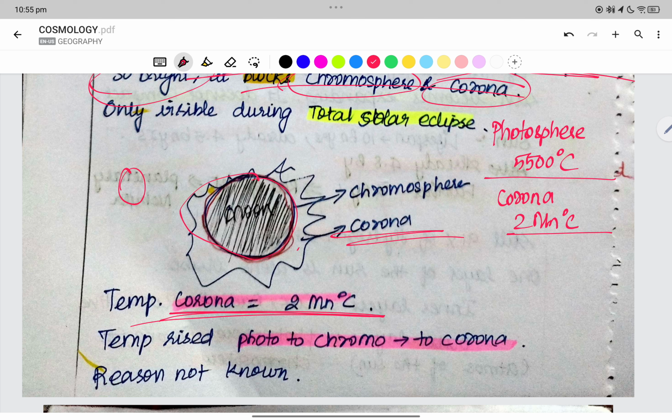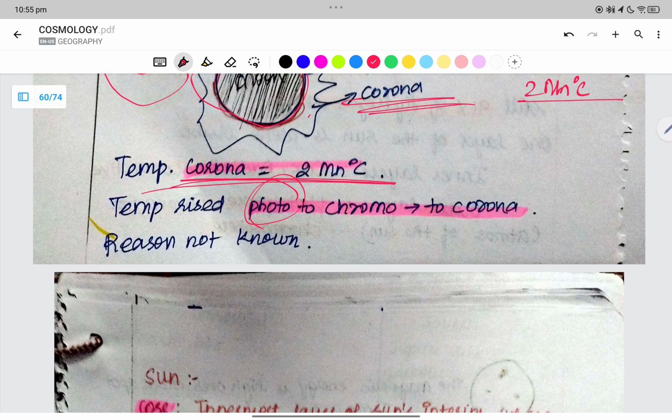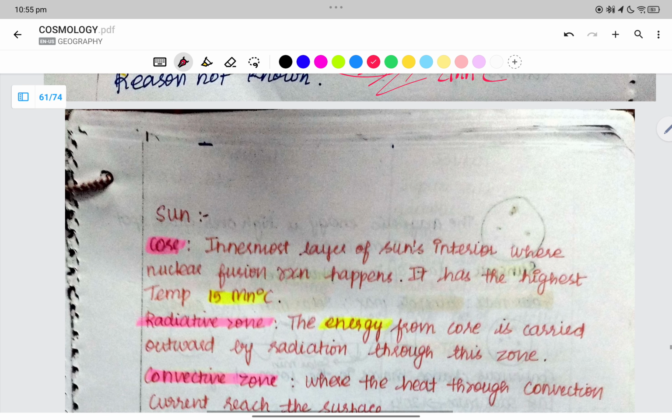During the solar eclipse, the chromosphere and corona are visible, when the sun is blocked by the moon. The temperature rises from the photosphere at 5500 degrees Celsius to the corona at 2 million degrees Celsius. Sorry, the corona is 2 million degrees Celsius.